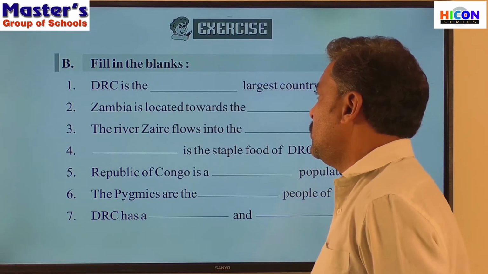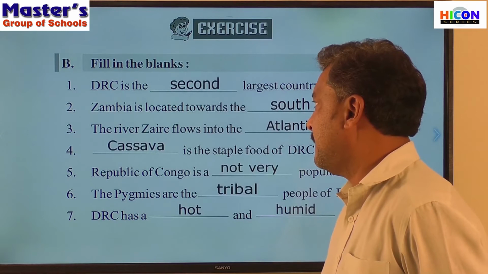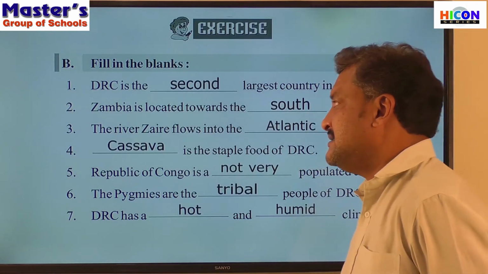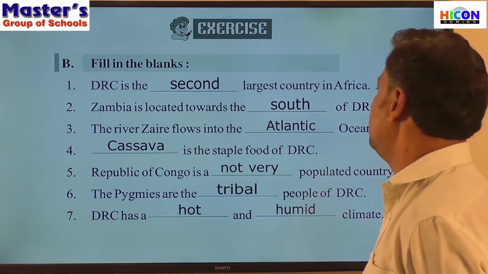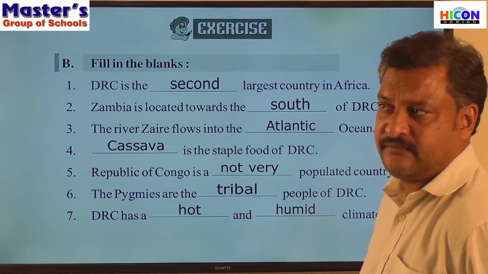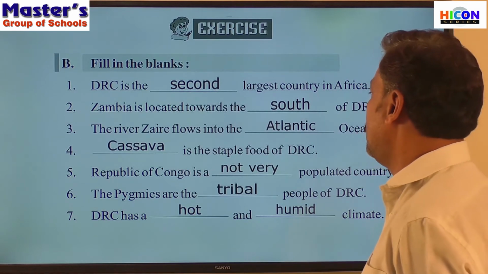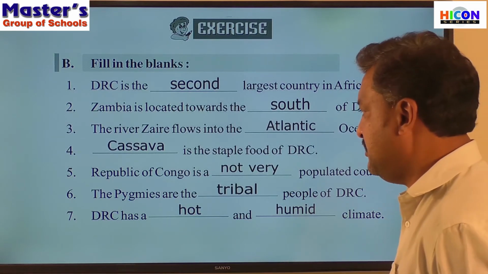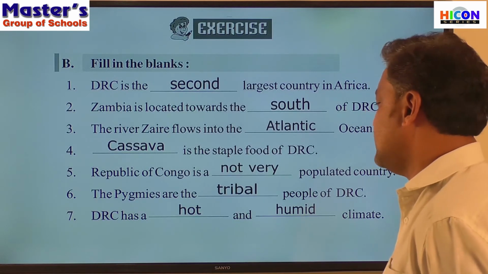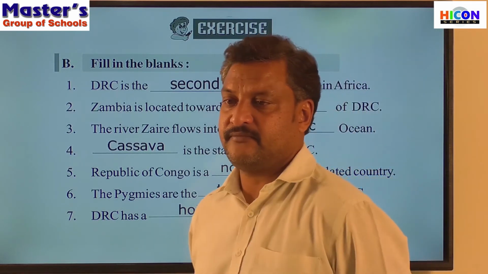Right? So now we will check it with the answers once. DRC is the second largest country in Africa. Zambia is located towards the south of DRC. The river Zaire flows into the Atlantic Ocean. Cassava is a staple food of DRC. Republic of Congo is not a very populated country. The Pygmies are the tribal people of DRC. DRC has a hot and wet climate, right?